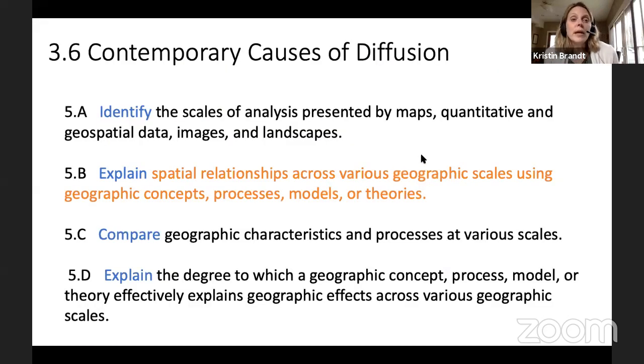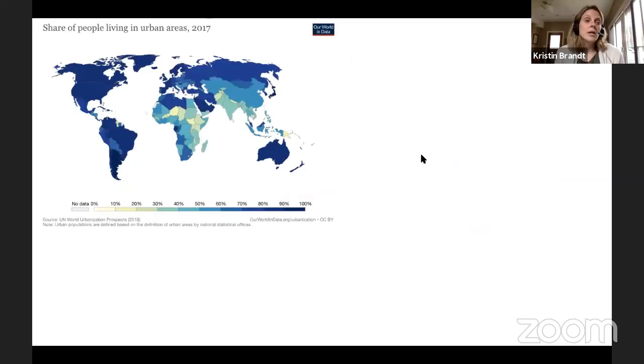In Unit 3, we talk about contemporary causes of diffusion. So this is explaining now. So now we're going to look at some scales and we're going to talk about how do we explain. We're going to talk really about the relationship here and how we might tell a story. So for example, we're not identifying, but you can see this is at the global scale. And so we look for a trend and we're explaining what trends do we see here. So percentage of people living in urban areas, and we definitely should see that the MDCs are much more urbanized than our LDCs or nations in transition.